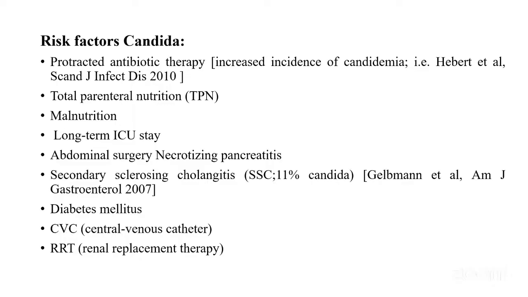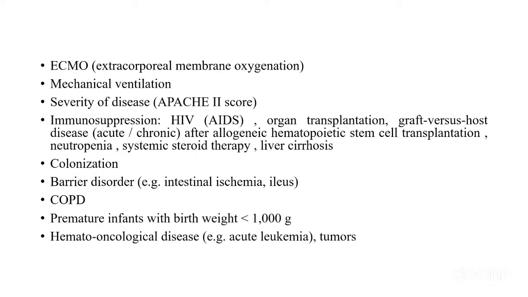In abdominal surgeries, especially hollow organ perforation like small intestine surgeries, 35% abdominal candidiasis is seen. In upper GI surgeries, almost 41% of patients have abdominal candidiasis. Therefore, in surgeries where an anastomotic leak is present, we should always start antifungal therapy. Other risk factors: necrotizing pancreatitis, secondary sclerosing cholangitis, diabetes mellitus, central venous catheter, renal replacement therapies, ECMO, mechanical ventilation.